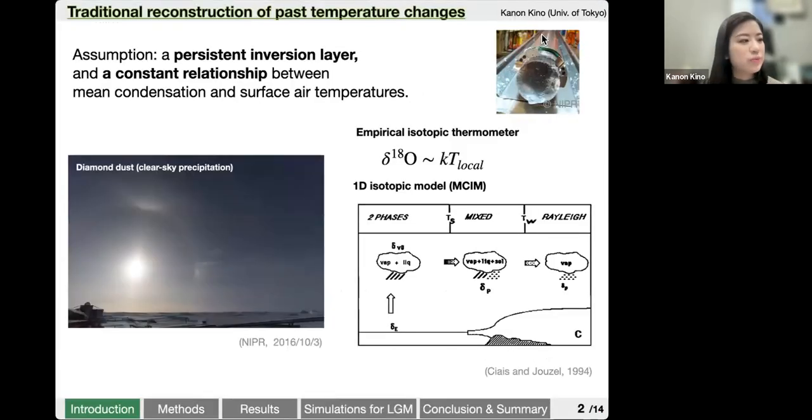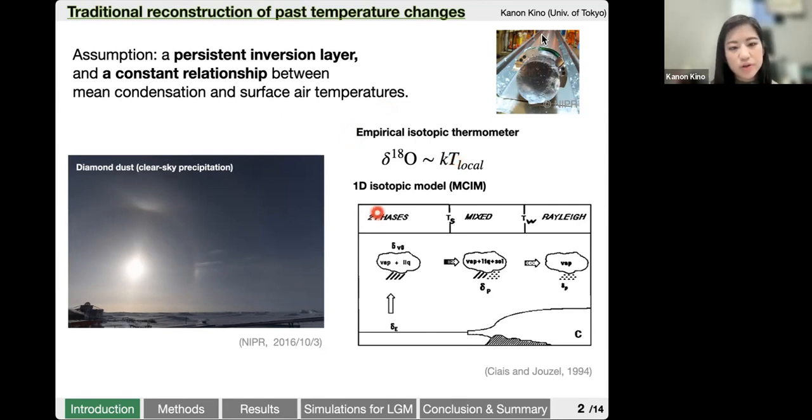So, yeah, water isotope ratios, such as O18, recorded in Antarctic ice cores, are the typical temperature proxy for past climate, paleoclimate. In traditional ice core studies, they assume calm climate in inland Antarctica, like here. So there's a persistent inversion layer in inland Antarctica, and there's a constant relationship between mean condensation and surface air temperatures. So with this assumption, the empirical isotope thermometers can linearly convert the isotope ratio to temperatures.